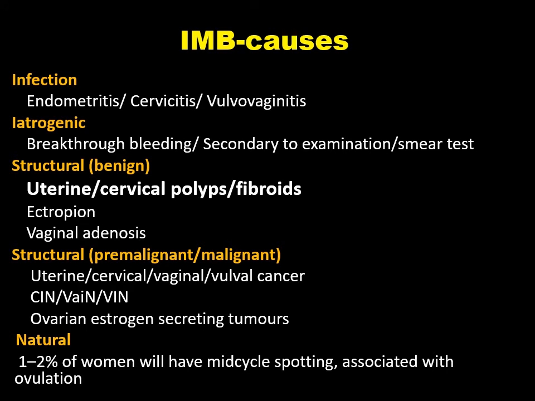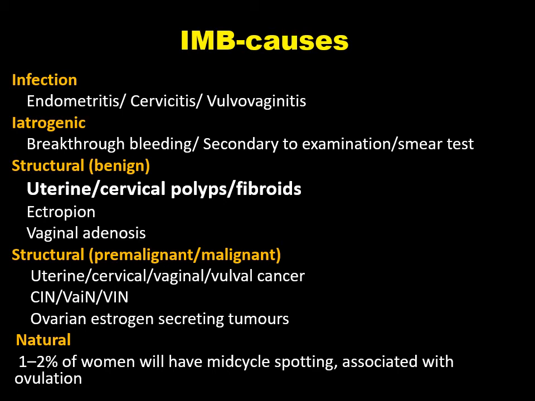Intermenstrual bleeding, think of a local cervical or endometrial cause. Infection, endometritis, cervicitis, vulvovaginitis. It could be breakthrough bleeding for women using hormone replacement therapy or combined oral contraceptive pills, secondary to examination or a smear test. It could be due to cervical or endometrial polyps.